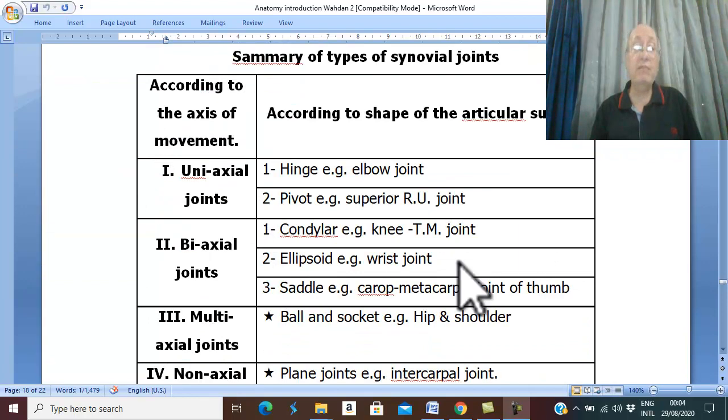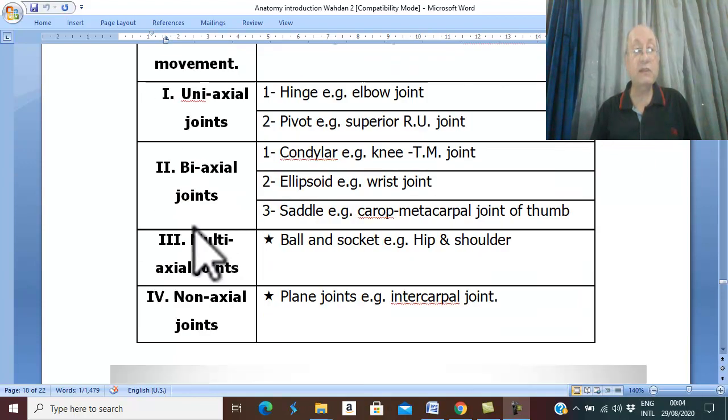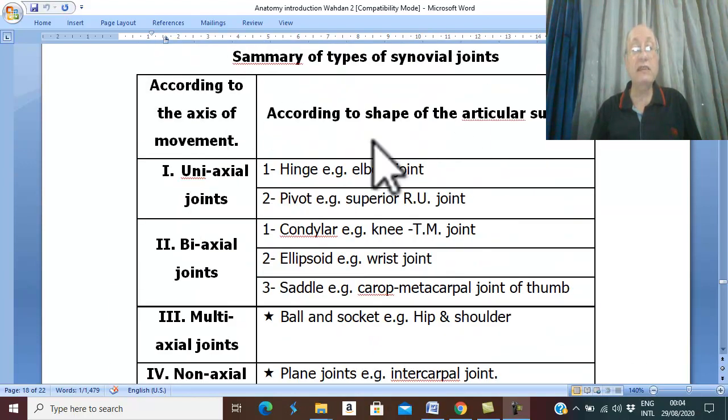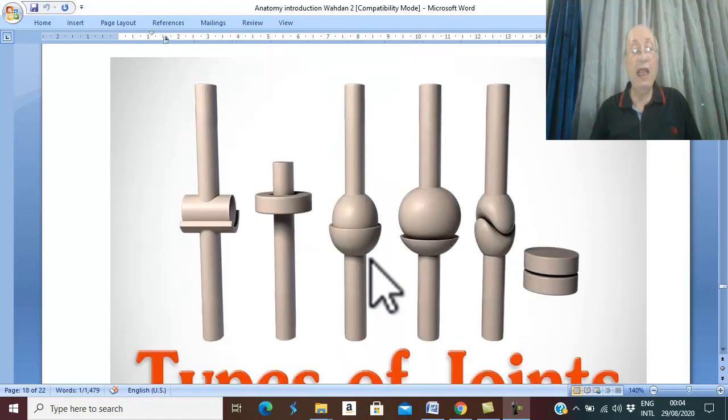And always remember this fine table, which summarizes all types of joints along the axis. And this summary for hinge, pivot, condylar, ellipsoid, saddle, plane joint, and all types of joints are presented here.